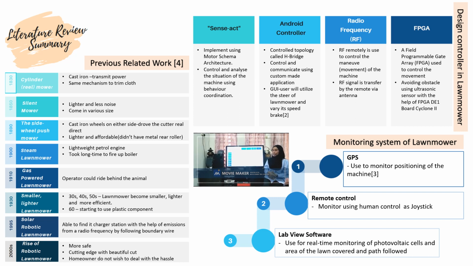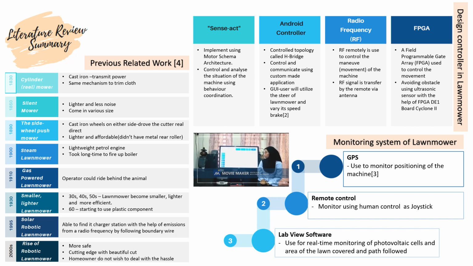Radio frequency is used to control the movement of the machine, and it is transferred by the remote via an antenna. Lastly is FPGA, which is a programmable gate array that controls the movement to avoid obstacles using an ultrasonic sensor with the help of the FPGA DE1 board Cyclone 2.